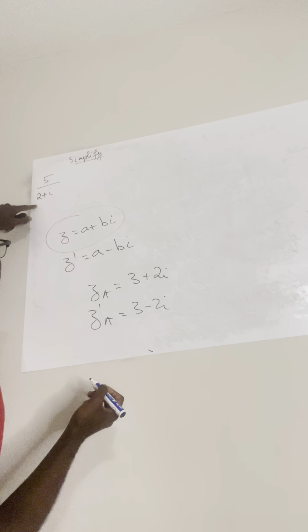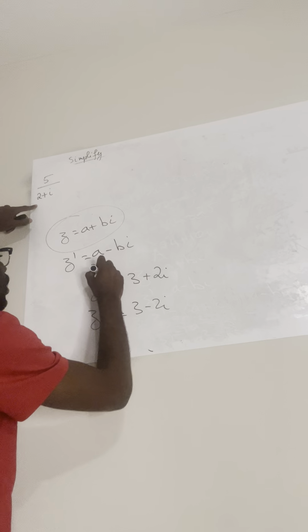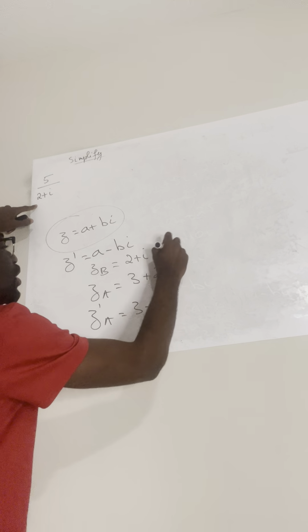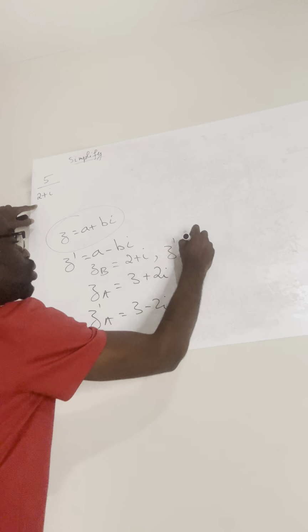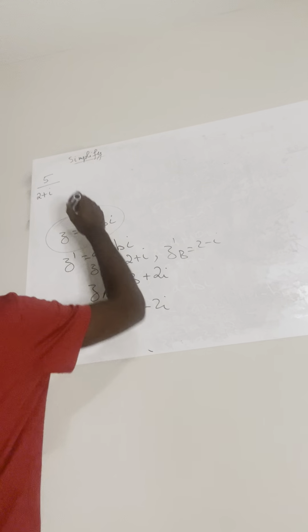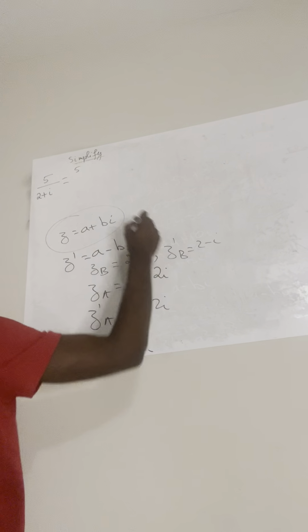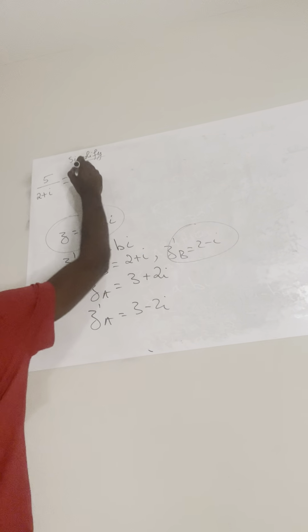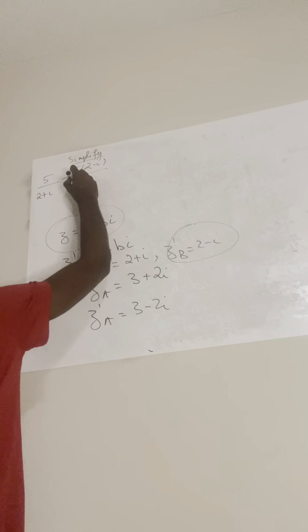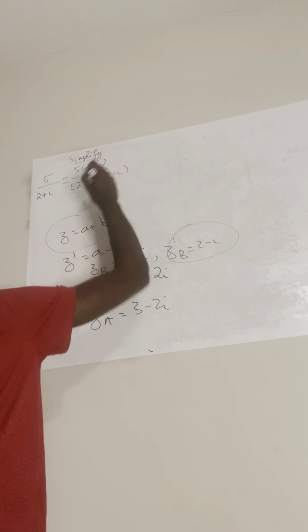So in this case, let's call it z B. If z B is 2 plus i, what's the conjugate? z prime B will be 2 minus i. So we will use the conjugate for this simplification. We will multiply the top and the bottom by the conjugate that we found here. So 2 minus i over 2 minus i.